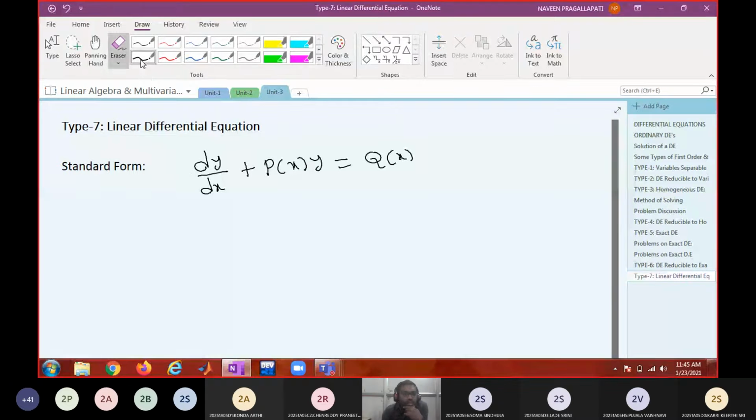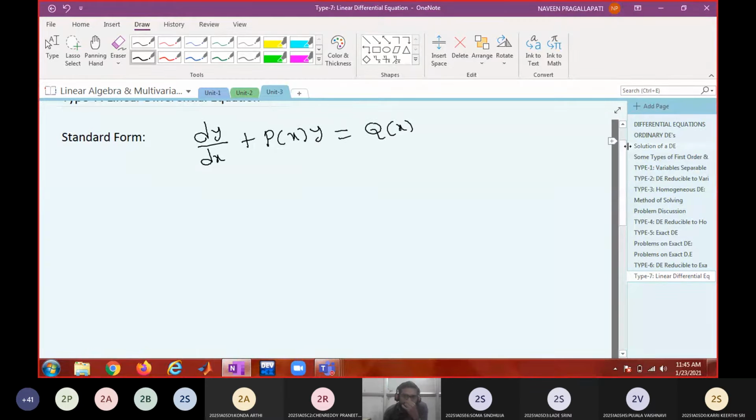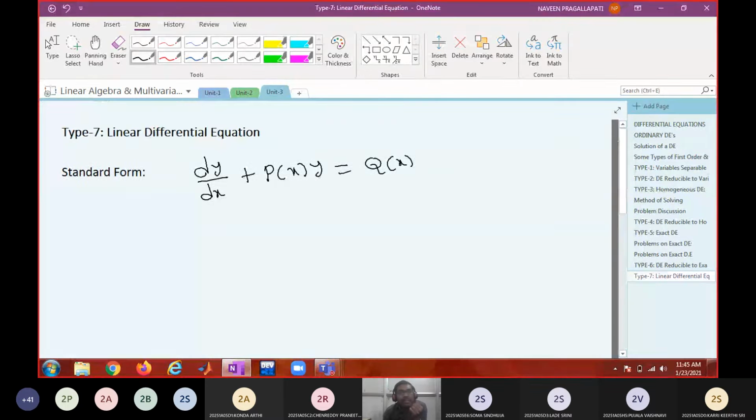Now the point is how to solve this differential equation. I said if the differential equation is exact, it is easy to solve. If it is not exact, then we try to find an integrating factor. That is what I told in the previous class, right? So for this differential equation, let us check whether it is exact or not.